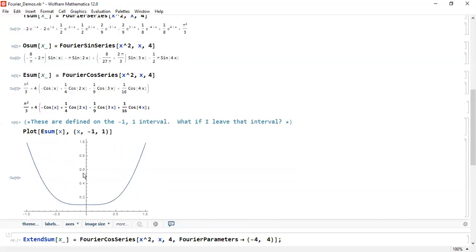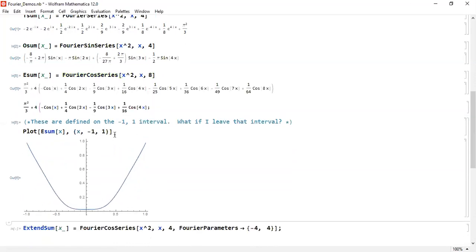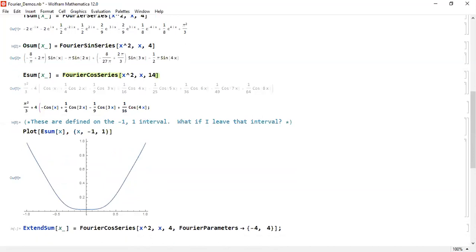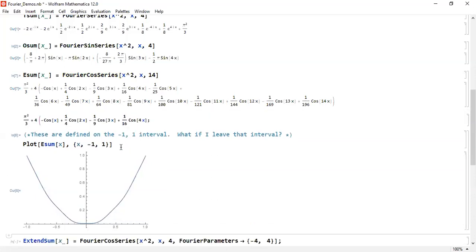So does that look like x squared? Not particularly, but maybe if we add some more terms, it might get a little better. Okay, it gets a little better. Maybe if we add more terms, you see where this is going. So sequentially better approximations, and uglier might look better.